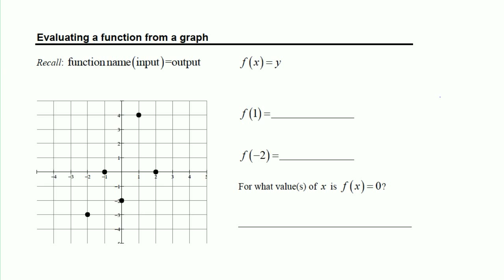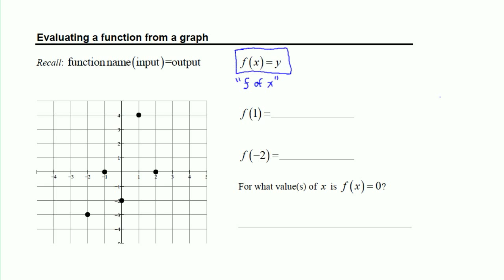Evaluating a function from a graph. Recall that the way we use the function language is that we start with the function name, it's followed by the input in parentheses, and the result is the output. So in the default case of our input variable being x and our output variable being y, that looks like f of x equals y. Also remember that that is read f of x. That is the function f applied to the input x.